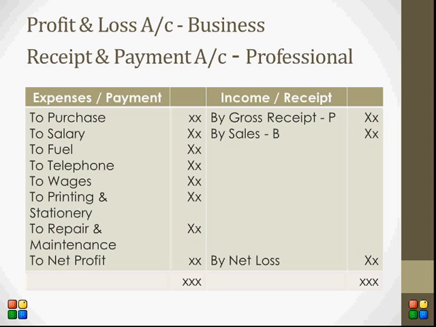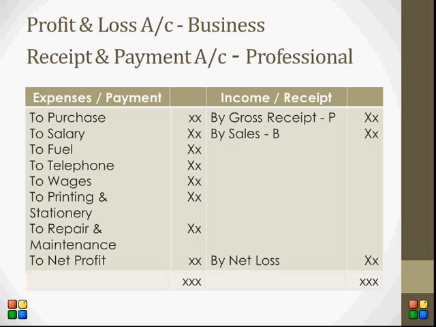Profit and loss account is basically used for business, and receipt and payment account is basically used for professional purposes. Here is the simple format, or we can call it the T format. Here expenses and payments, and income and receipts. Expenses and income are related to business; payments and receipts are related to professional purposes.